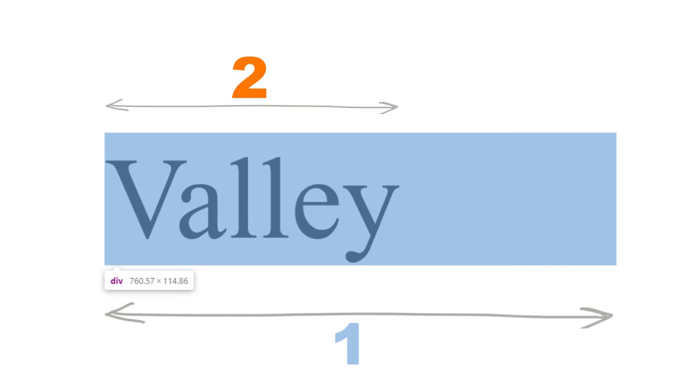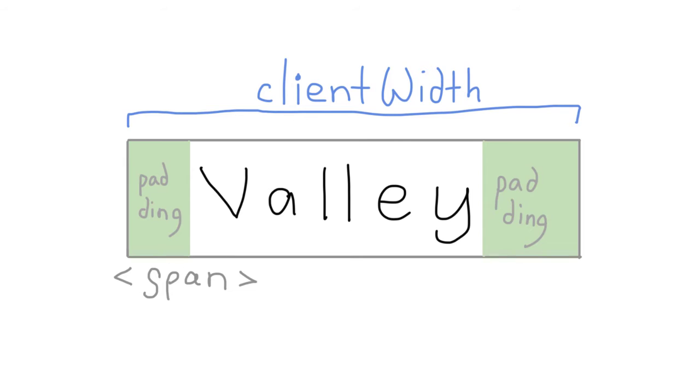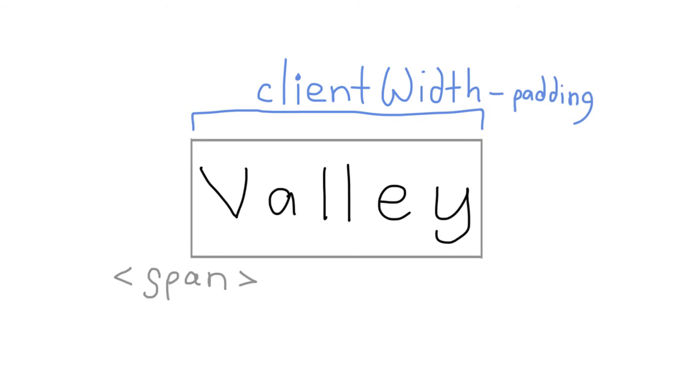The first width is easily obtained by one of the handy methods: clientWidth, offsetWidth, scrollWidth, or getBoundingClientRect. But in many cases these methods will tell us nothing about the second width. Of course, with inline elements it will be much simpler, because inline elements tend to acquire the width of their content. So for example, if you call clientWidth on an inline element, you will get basically the actual width of a text plus a padding, if an element has a padding. So you just subtract this padding and you get the second width.